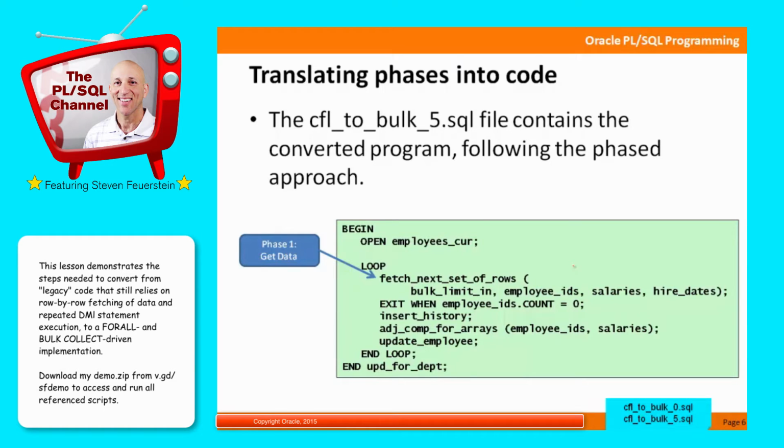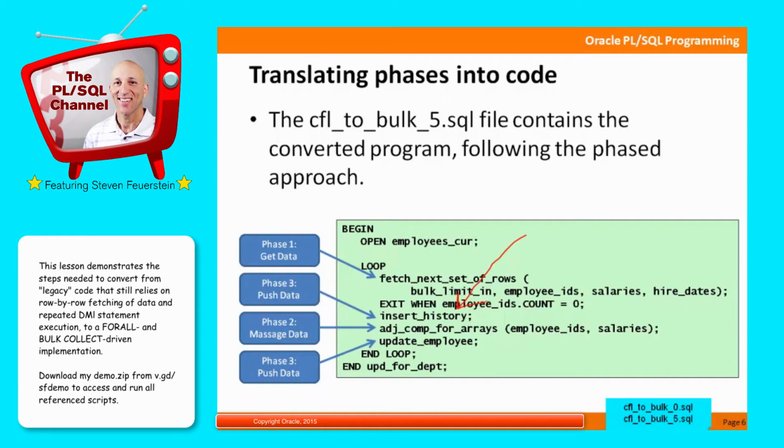So phase one, get the data. Then I'm going to immediately do a quote-unquote phase three and insert data back into the history table. Then I'm going to do my phase two, which is adjust the compensation for the arrays, adjust the salary values in my array structure. And then phase three, the final step, push the data back to the database. So I simply wanted to point out here that we can talk about in general the way to think about it, phase one, phase two, phase three, but don't too rigidly apply those phases. You might have different sequences of events that have to occur.